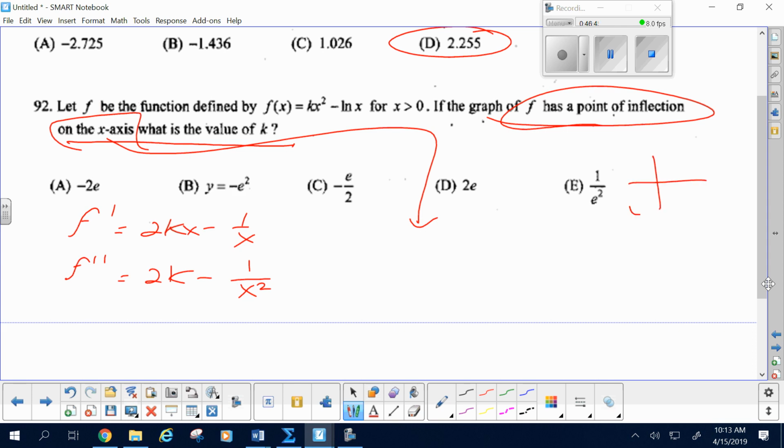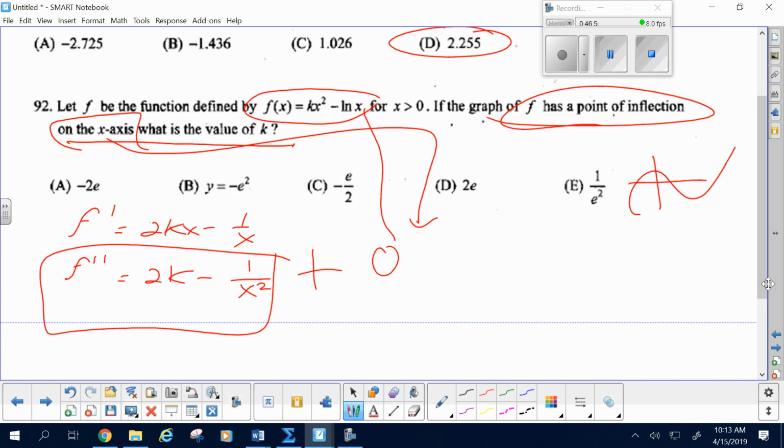If a curve is on the x-axis, then you know x is 0 or y is 0? Y is 0. So you use this fact in conjunction with this fact and substitution. And the second derivative probably is going to be 0 if it's a point of inflection. So those two things together get you the answer. I used a little bit of substitution.